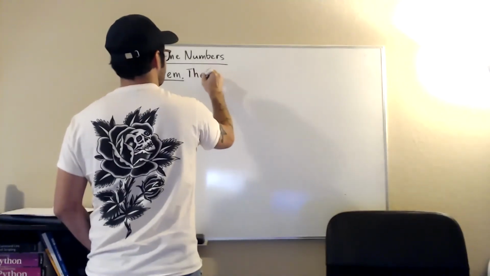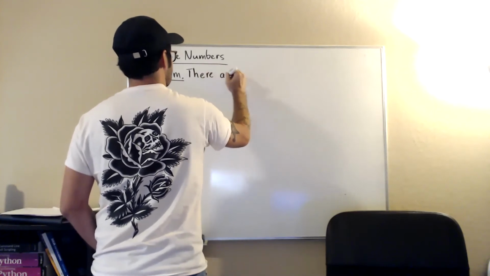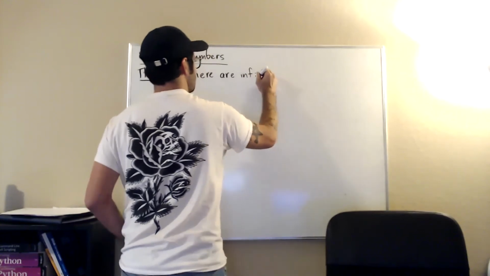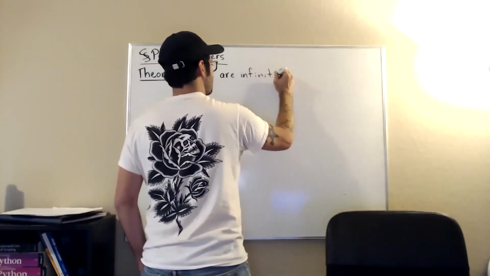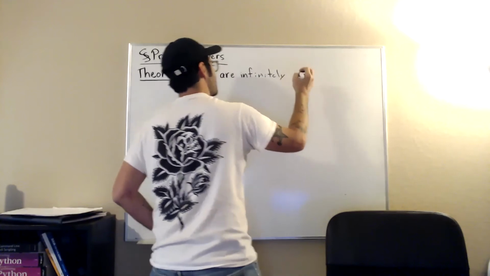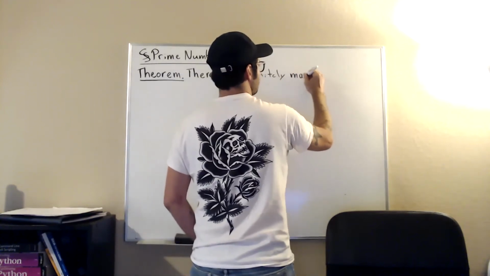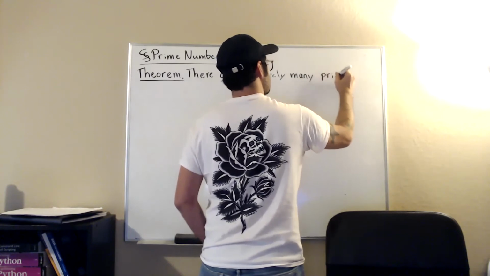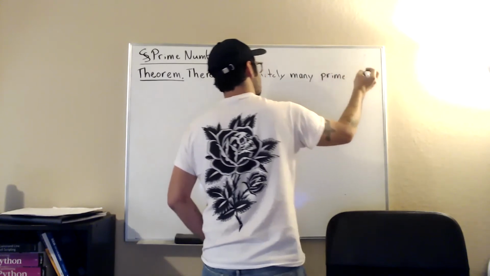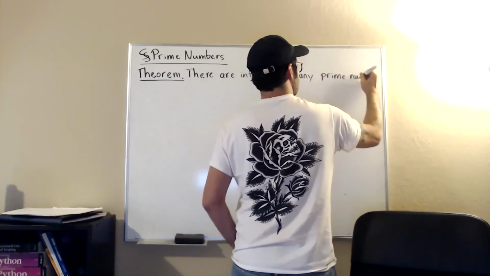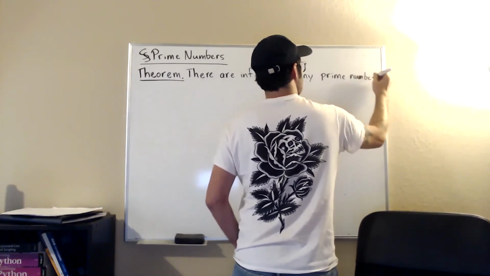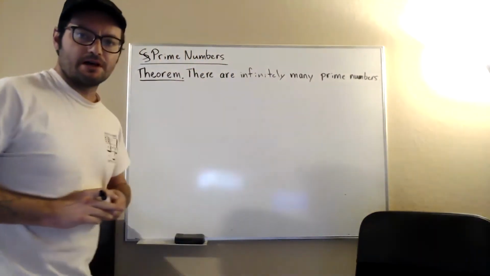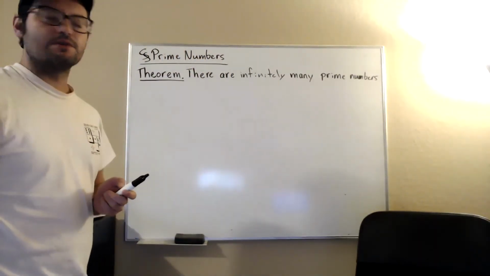There are infinitely many prime numbers. So this answers the question of whether or not the primes die off as you go off to infinity.